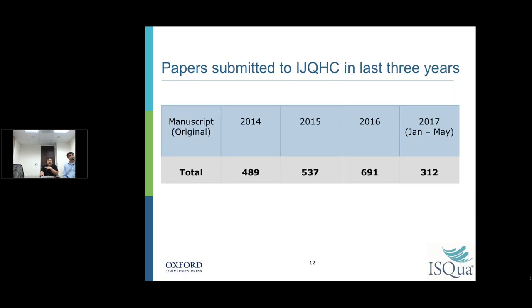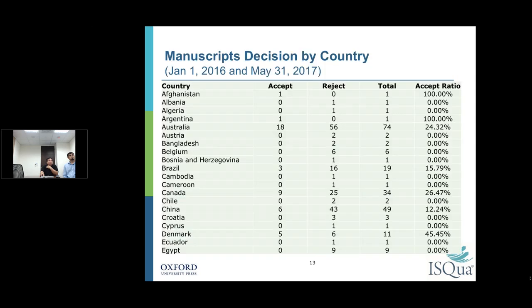The submissions in the last 3 years to IJQSC have significantly increased from 489 to 691 in 2016. And this year, in the first 5 months, we have already received 312 manuscripts. And this is the manuscript decision statistics in the past 17 months, right?